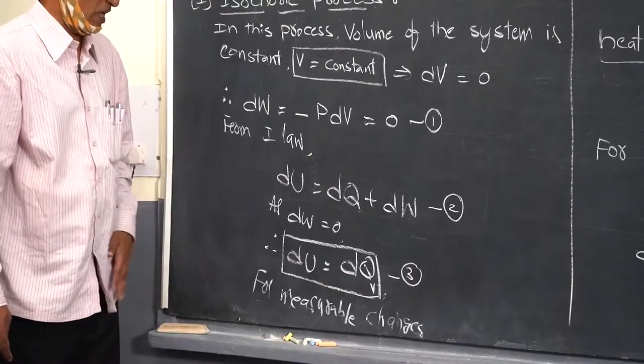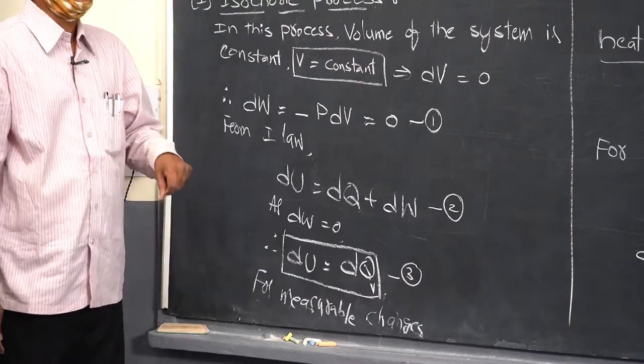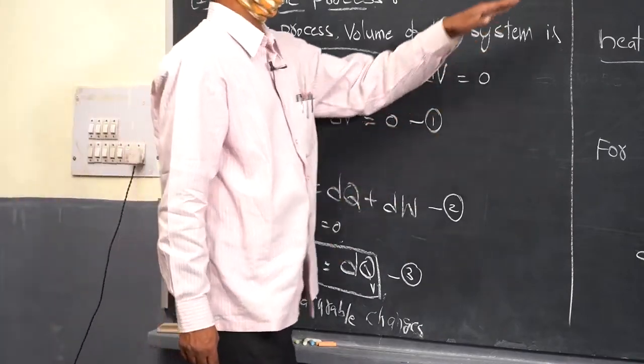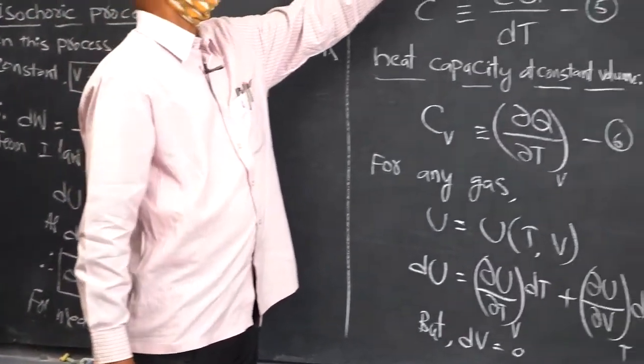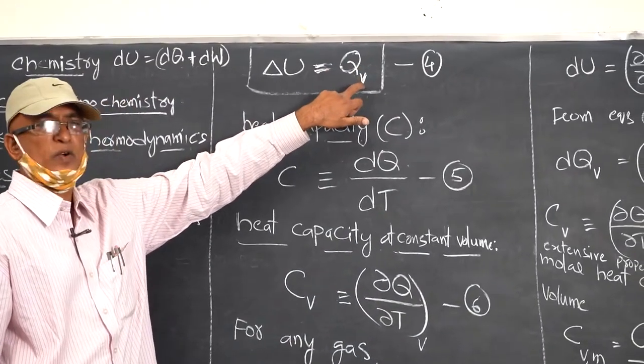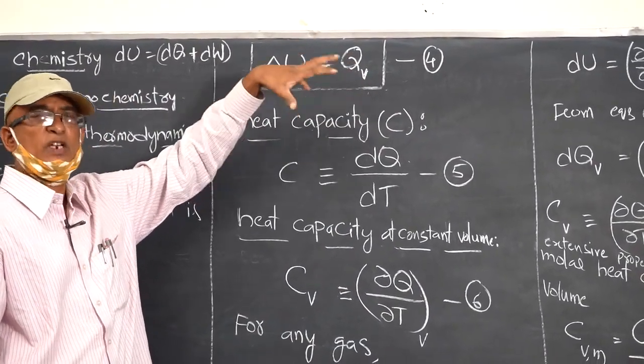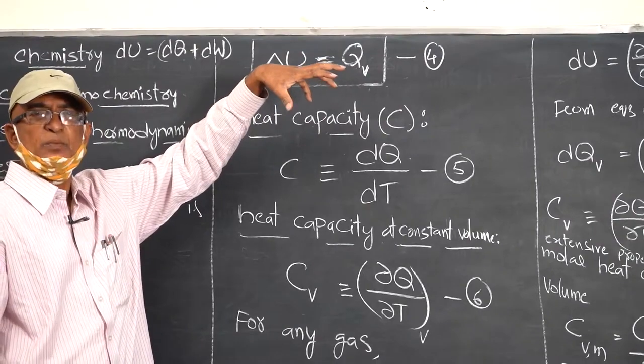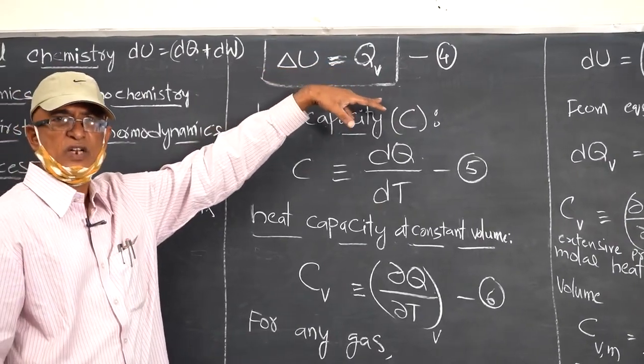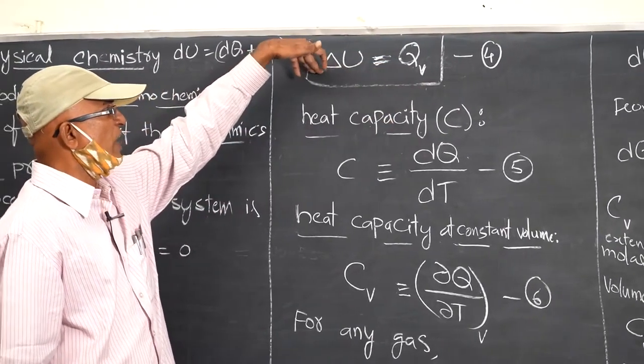If the changes are measurable and significant, then the same equation 3 can be written as delta U = Q at constant volume. What is Q at constant volume? It is the total amount of heat interaction between the system and surroundings at constant volume. So, delta U = QV.